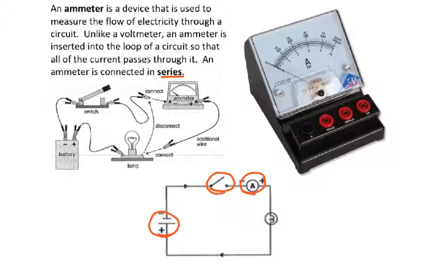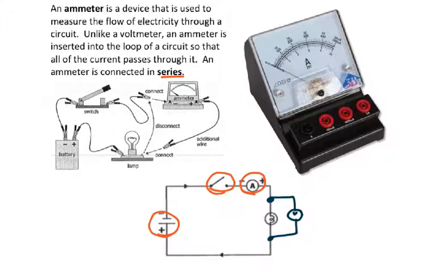But if we were to have a voltmeter, we would have to connect one side on this side of the lamp, one on that side of the lamp, like so, and a V for the voltmeter. So this is what a basic schematic diagram looks like.